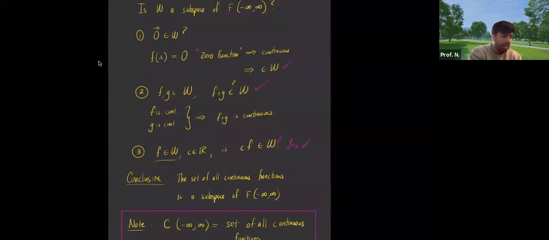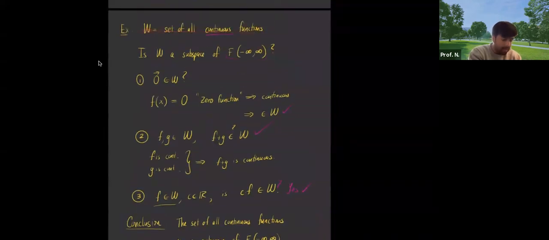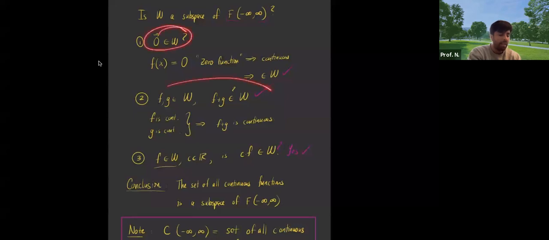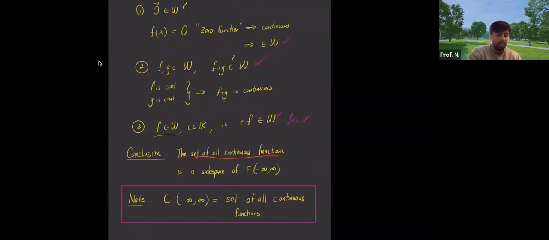And so because this subset of all continuous functions of this vector space has these three conditions that are met, we say that the set of all continuous functions is indeed a subspace. And in particular, we have this notation for this set. The set of all continuous functions is this set called C of negative infinity to infinity. So take all the continuous functions that are defined on negative infinity to infinity, put them all together, and that's a subspace.